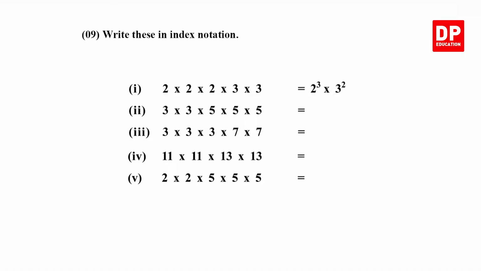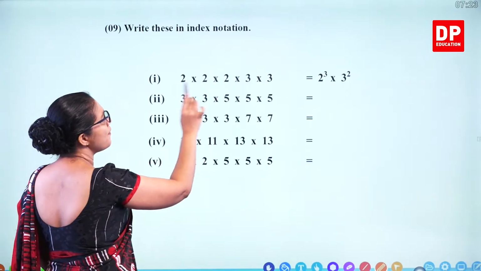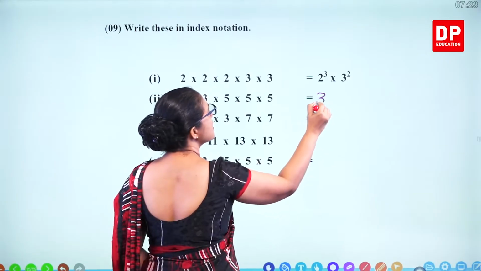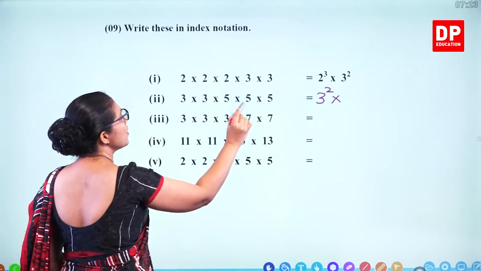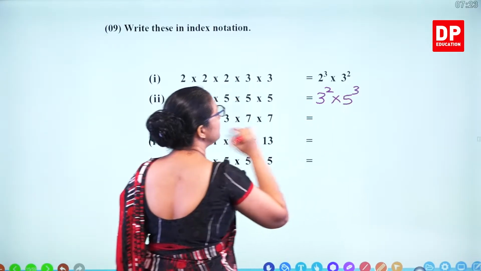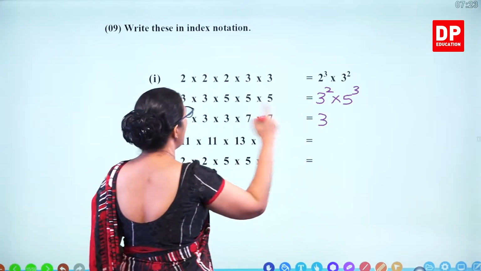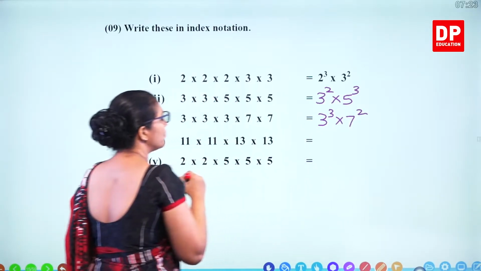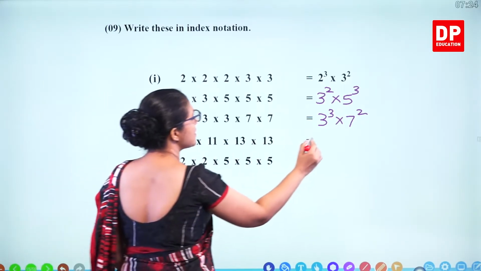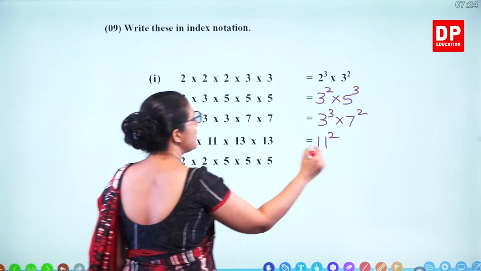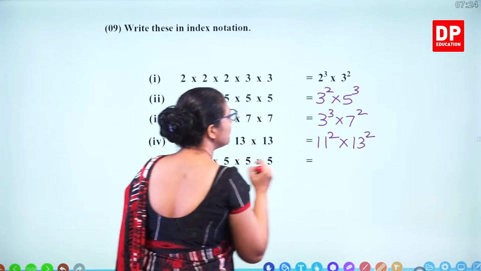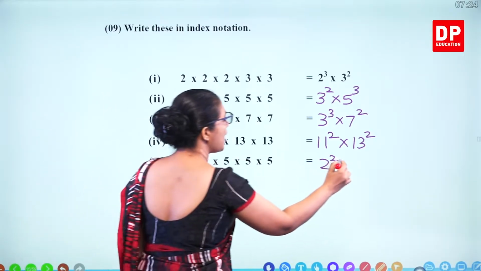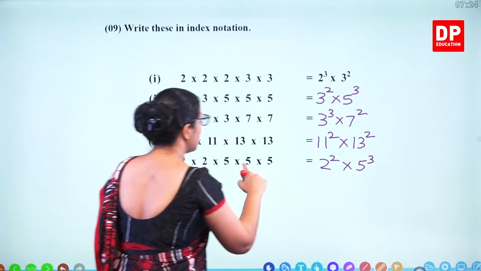Write these in index notation. How many 2's are there? 3. How many 3's? You get 2. Here, how many 3's? 2. How many 5's? 1, 2, 3. How many 3's here? 1, 2, 3. How many 7's? 2. How many 11's? That's 2. And how many 13's? That's 2. Here, how many 2's? 2. And how many 5's? That's 3.